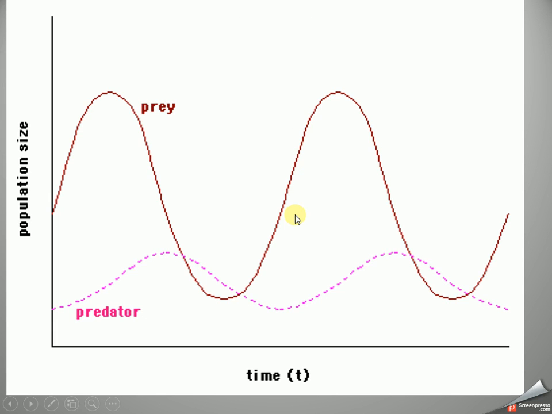Okay, in what way are they linked? Well, this is a very simple one. I showed you a more complicated one in class, but this is a very simple predator-prey relationship. So just imagine there's a number of prey. For example, the one I showed you in class was about the lynx and the snowshoe hare.